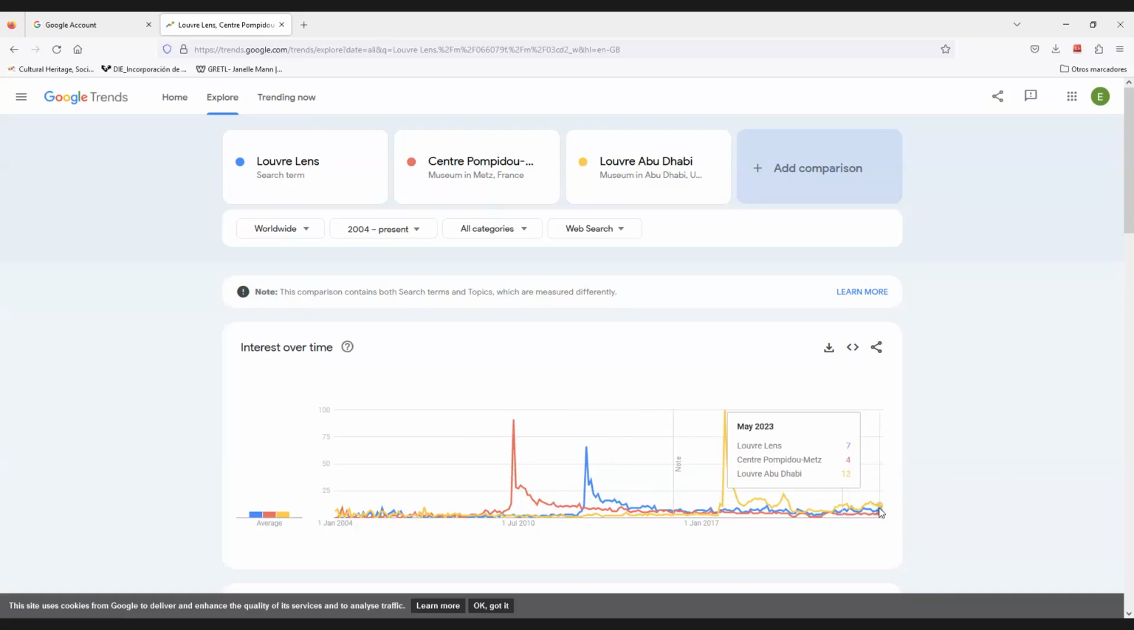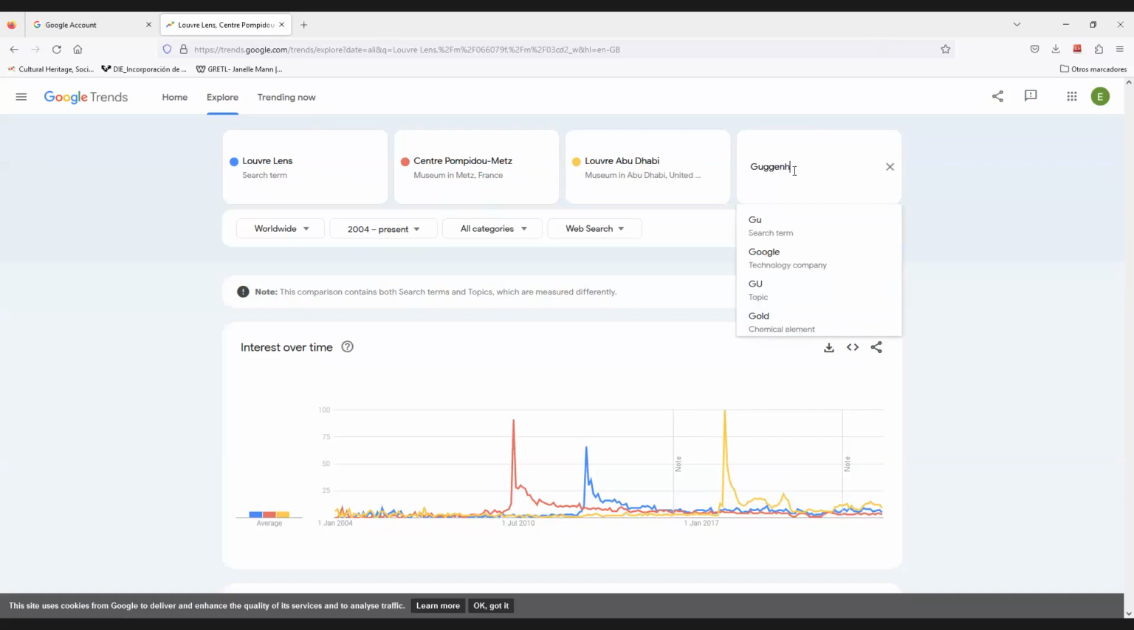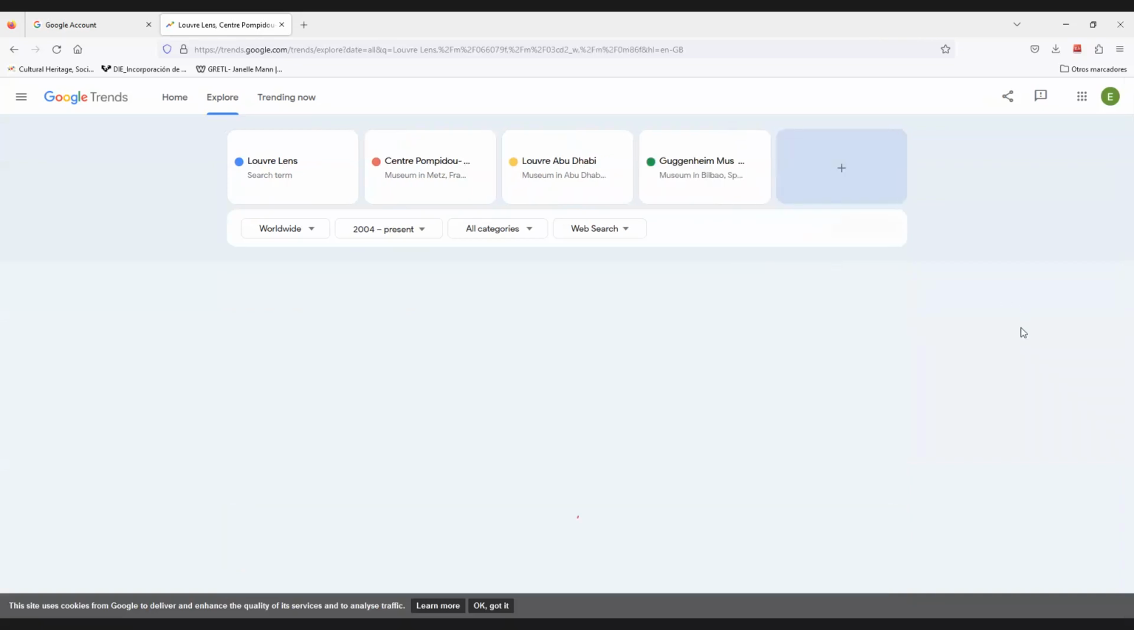Well, this is very useful to check the behavior of your competitors. Okay, if you know how to deseasonalize the Google Trends and analyze Google Trends, you can get a clue, more or less, of how your competitors are behaving. Okay, and now I'm going to add Guggenheim Bilbao. Guggenheim Bilbao. Okay. Museum Bilbao.